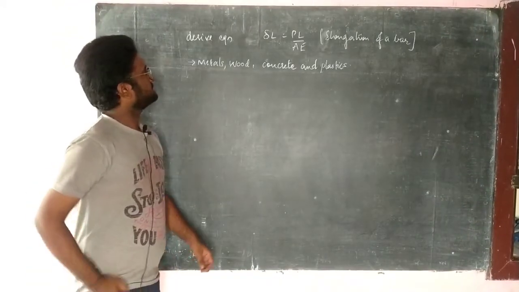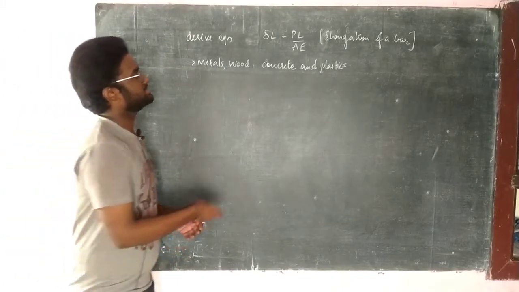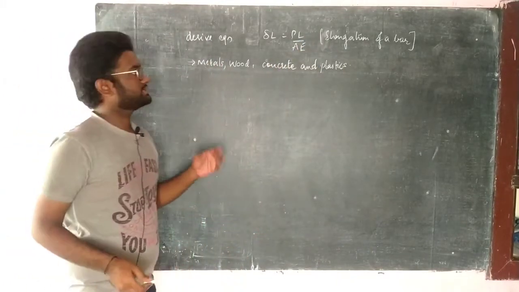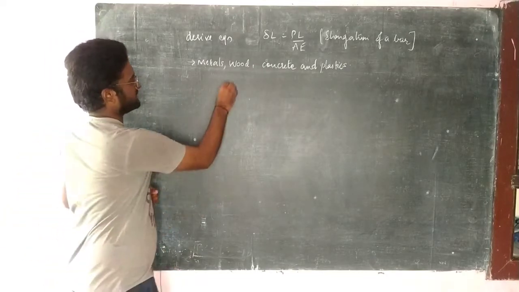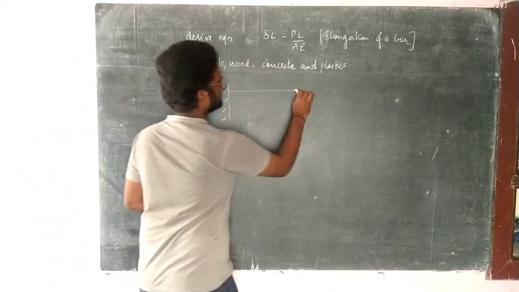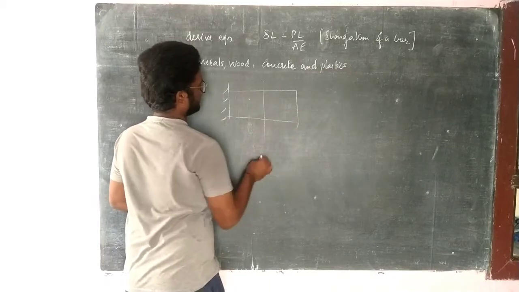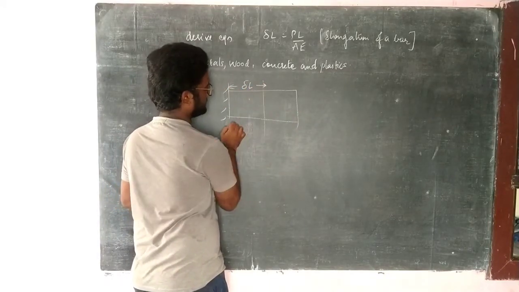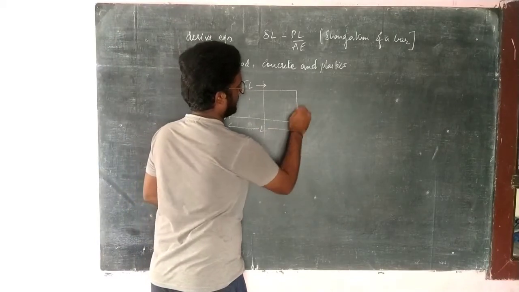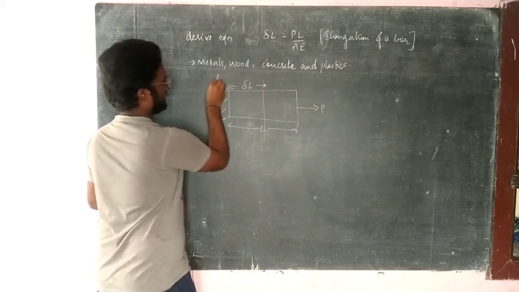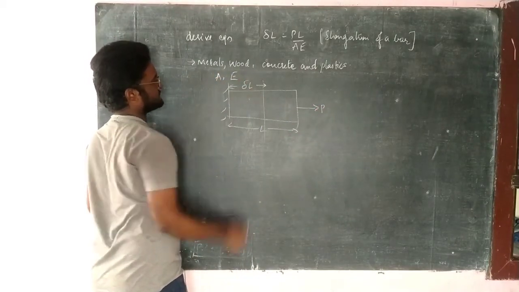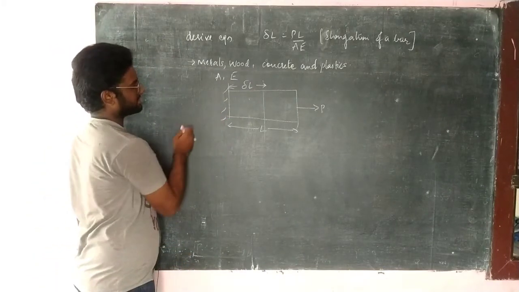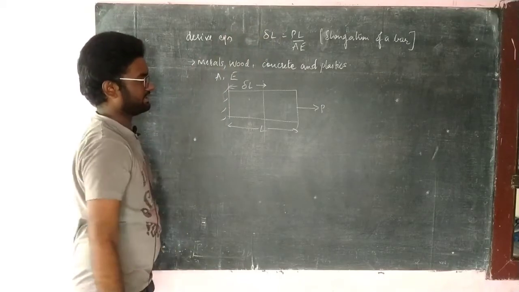Now we'll discuss the derivation of the equation delta L is equal to PL by AE, which is also called the elongation of a bar. Say for example, this is a bar. The deformation that has taken place for this is delta L. This is L and this is P, and A is the area of cross section, E is the Young's modulus. For this particular bar we have to derive the expression delta L is equal to PL by AE.